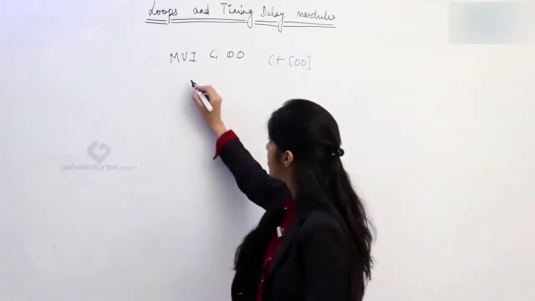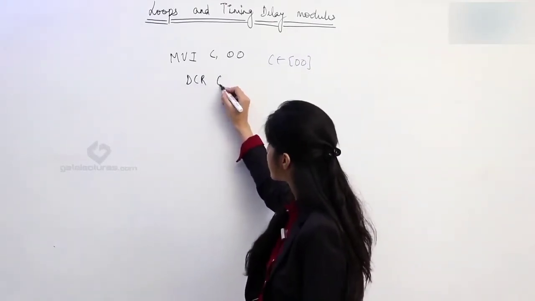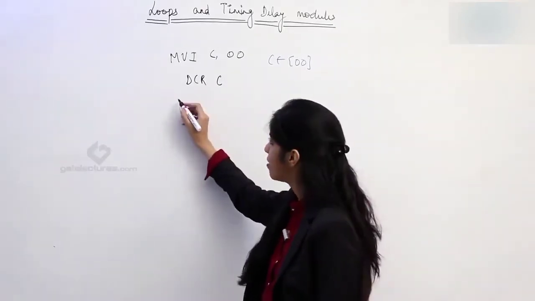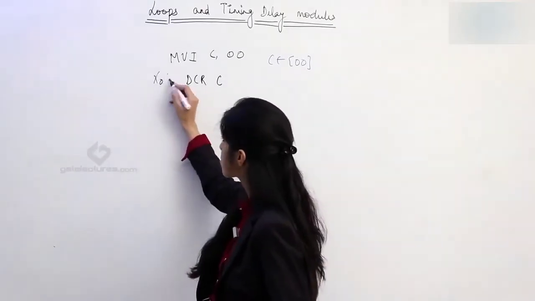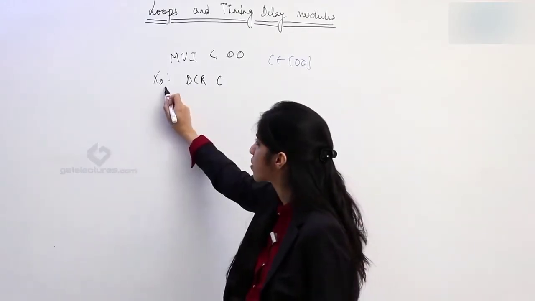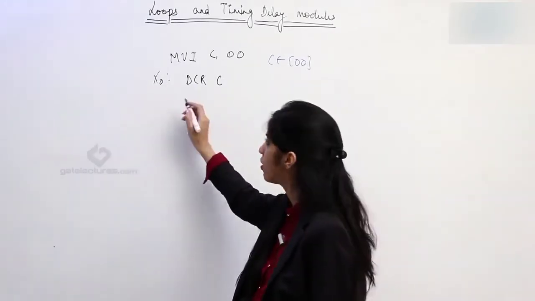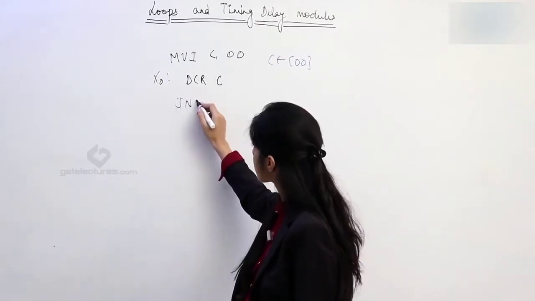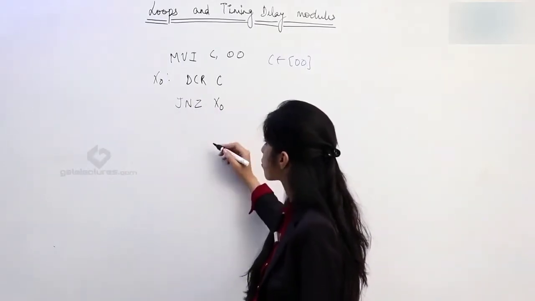Next I have DCR C, and suppose I give this a label. This is just a label because we are not sure of the address of this instruction, so I am just giving it a label X0. The next instruction I give is JNZ X0.